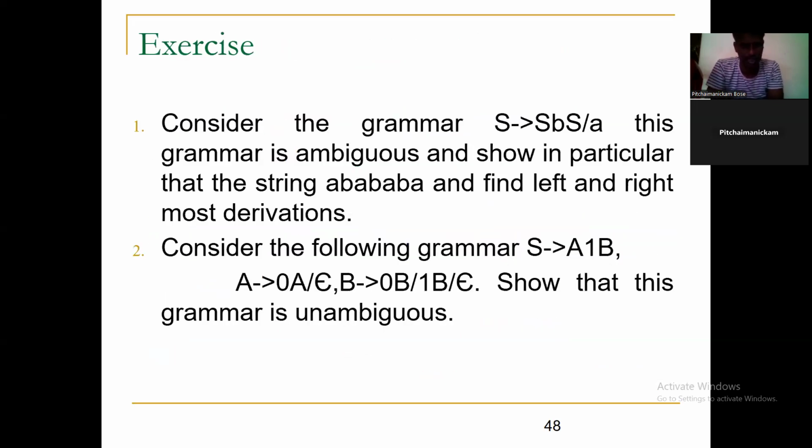One more thing. Consider the following grammar: S derives SbS, a. This grammar is ambiguous, meaning we get two different parse trees for a particular input string such as ababa. And consider the following grammar: S derives A1B, A derives 0A, empty, B derives 0AB, 1B, empty. Show that this is unambiguous, meaning this grammar has at most only one parse tree for any input string. So this is called an unambiguous grammar. Okay, thank you.